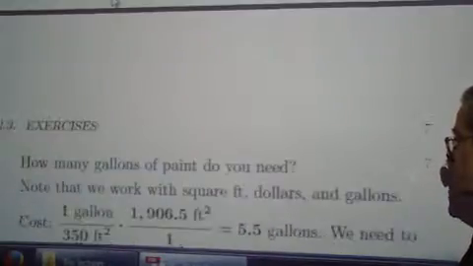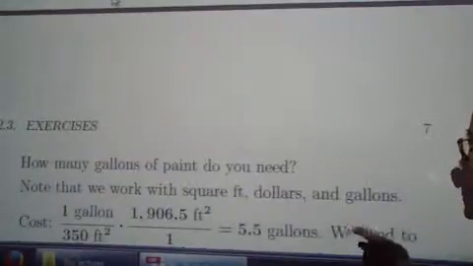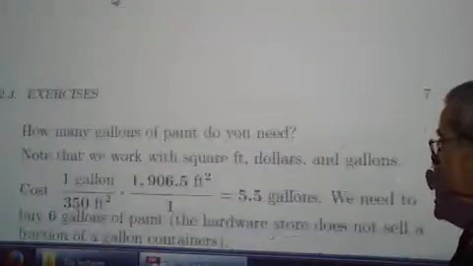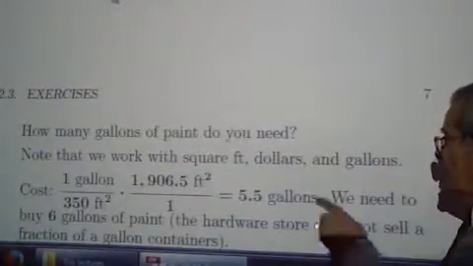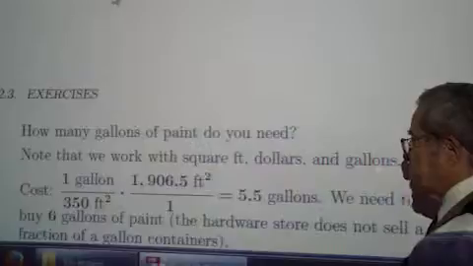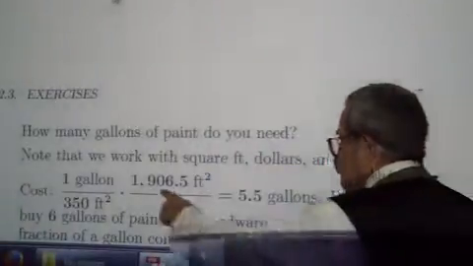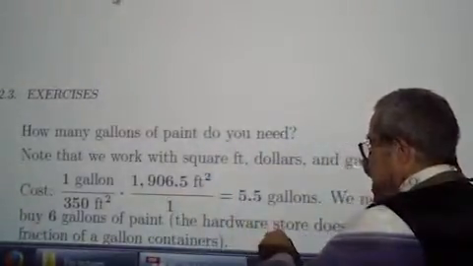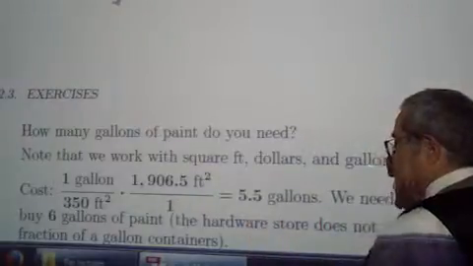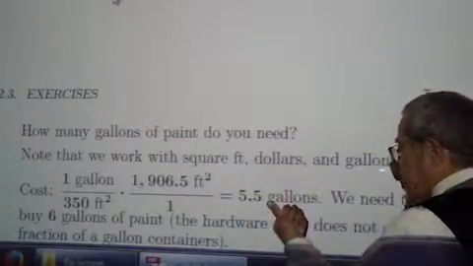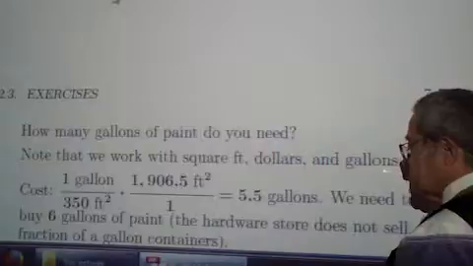How many gallons of paint do you need? Note that we work with square feet, dollars, and gallons. I know 1 gallon per 350 square feet. I know the total square feet that we got previously, which gives you 5.5 gallons. Now, you cannot buy 1/2 gallon, you have to buy 6 gallons.